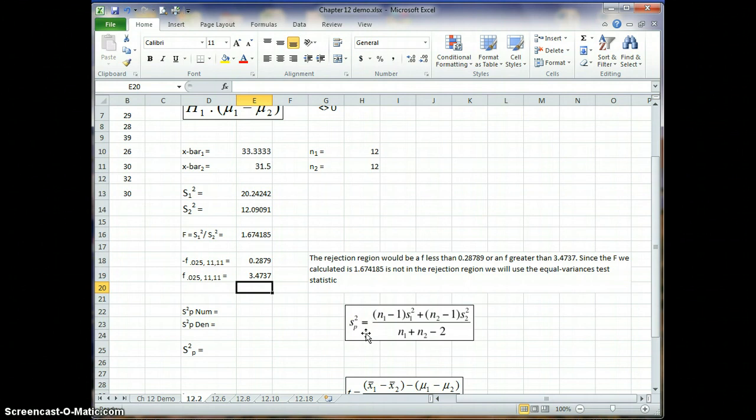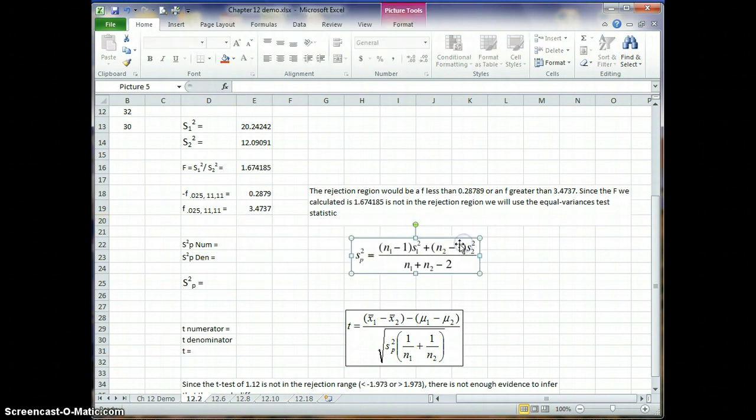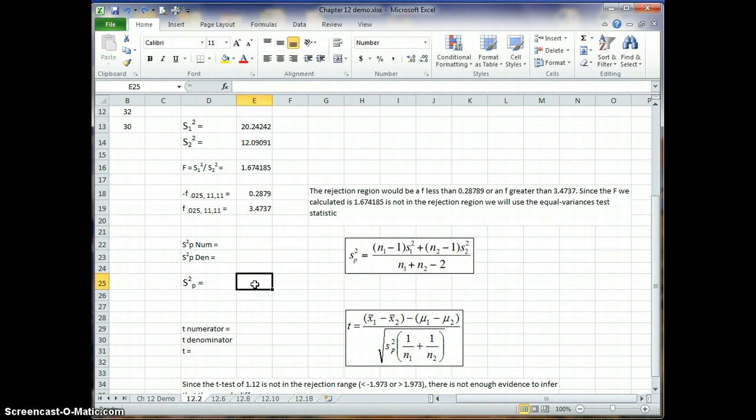The first thing that we're going to do to help work through this is use this formula for the S sub p squared. It's what's known as a pooled variance estimator, and we're going to need that down below to calculate the t-test. So let's calculate this first, and what I've done is break it out: the numerator, then the denominator, and then numerator divided by denominator to give us the S sub p squared. It makes the formula a little easier to follow and less likely to make a mistake.